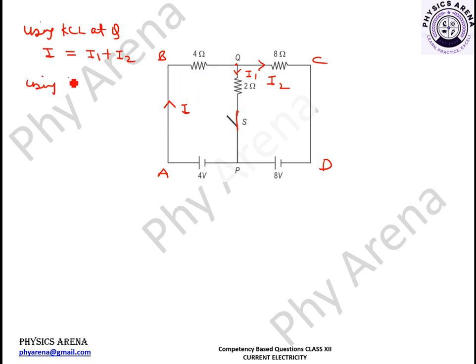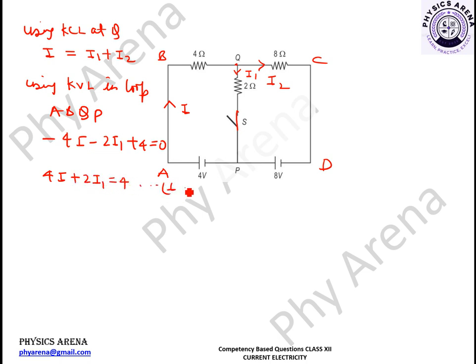Now let me give the names to the nodes, and we will find the current I using KVL. So using KVL in loop A, B, Q, P, we are entering the 4 ohm resistor along the loop itself. So it will be minus 4I and then minus 2I1, plus 4 is equal to 0. We are entering the battery with the negative terminal, so plus 4 voltage. So it will be 4I plus 2I1 is equal to 4. This is equation number 1.